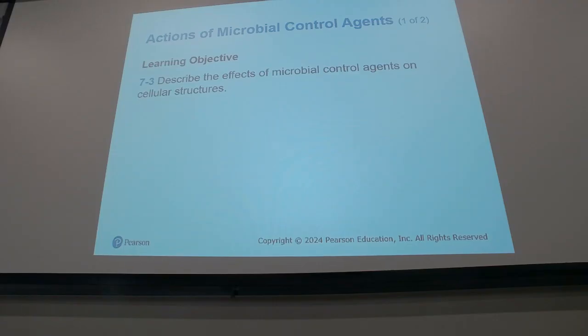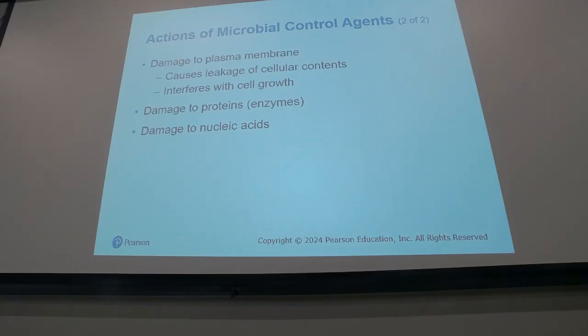Okay, now we're going to see the effects of microbial control agents on cellular structure. So we're going to see specific examples. And what do they do? Disinfectants or sterilization agents can damage the plasma membrane, they can damage the proteins, or they can damage the nucleic acids.